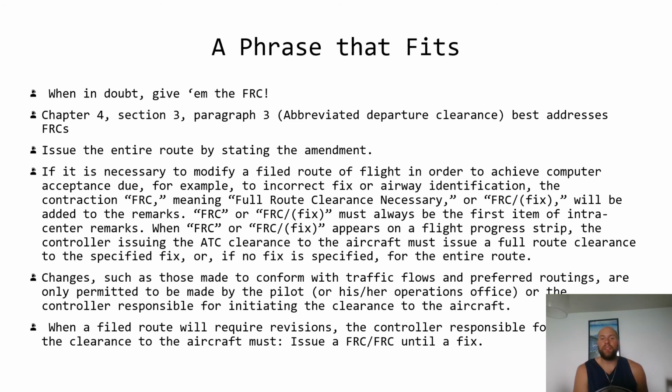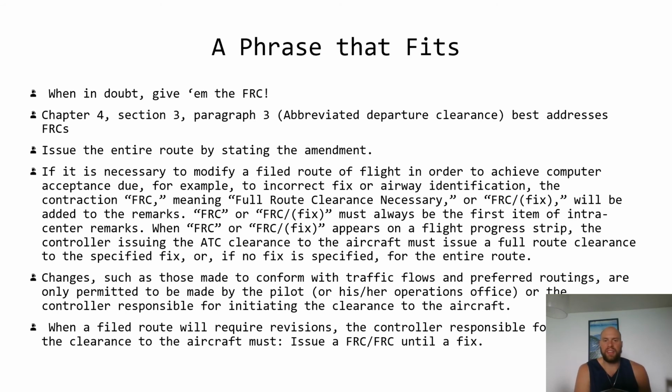If it is necessary to modify a filed route of flight in order to achieve computer acceptance, right, we talked about that, for example, due to incorrect fix or airway identification, the contraction FRC, Foxtrot Romeo Charlie, meaning full route clearance necessary, or FRC slant fix, will be added to the remarks. FRC or FRC to fix must always be the first item of an intra-center remarks, right? So intra-center, remember that's your not clear weather symbol.